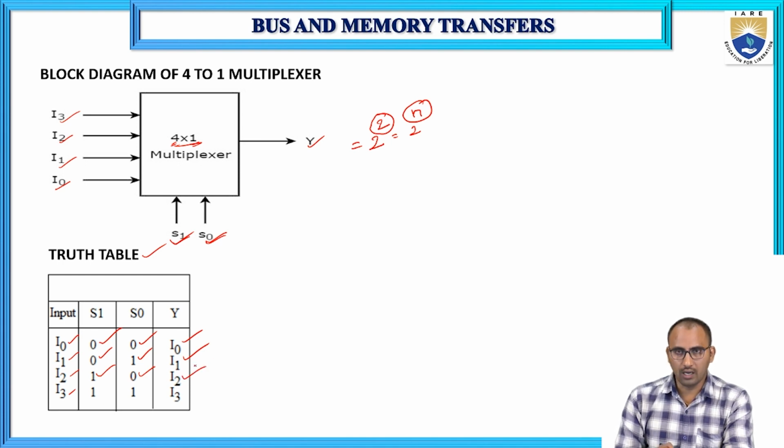Similarly, the last case is when both the selection lines are equal to logic 1, then the I3 input of the multiplexer will be connected to the output. So this is about the block diagram and the truth table of the 4 by 1 multiplexer.